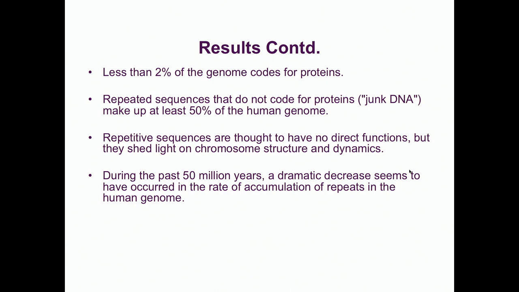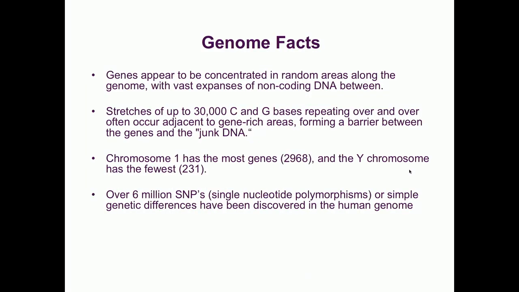And it ends up being these sequences that we call repetitive DNAs, which are repeated over and over. And we now think those have function, but they don't function in gene expression. They function in the organization of the DNA in your cell. And the other thing that you learned when we looked at some of the sequence data is that there seems to have been a dramatic decrease in the rate of these repeated sequences in the human genome. Genes appear to be concentrated in random areas along the genome, and there are vast expanses of non-coding DNA in between those. And you can see up to 30,000 G's and C's repeating over and over in the so-called junk DNA.